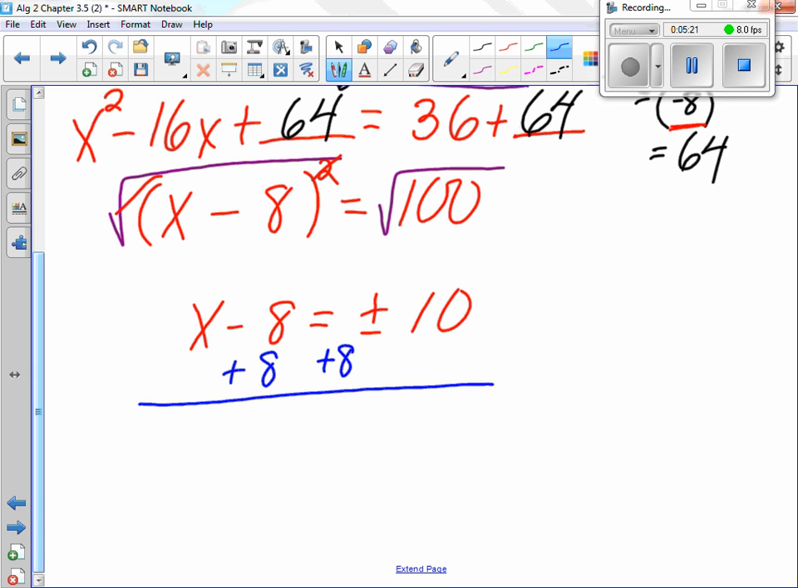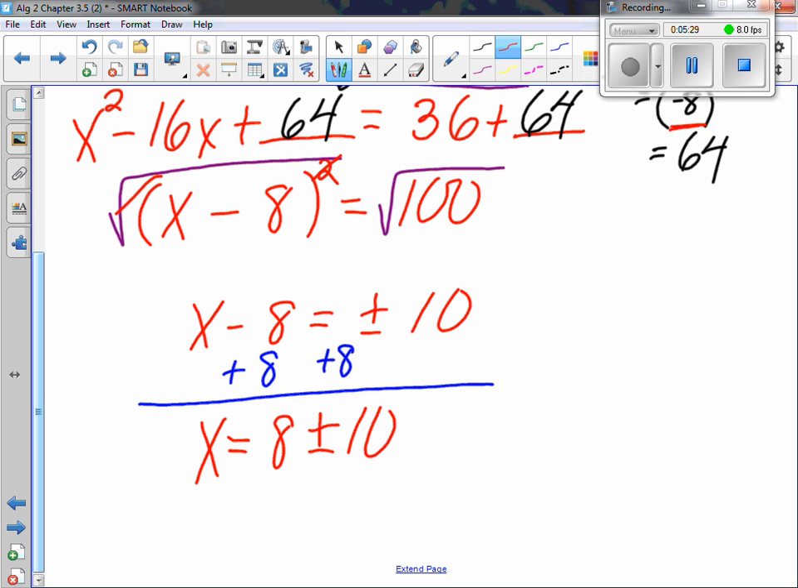We have to get x by itself, so I need to add 8 to both sides. And we get x is equal to 8 plus or minus 10. Wait, why do we need plus or minus? So the square root of 100. We're trying to find the number multiplied by itself that gives me 100. Oh, and that's 8 plus or negative, because negative 10 times negative 10 is 100. 10 times 10 is 100.